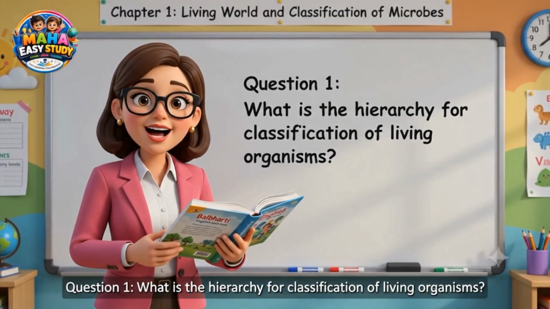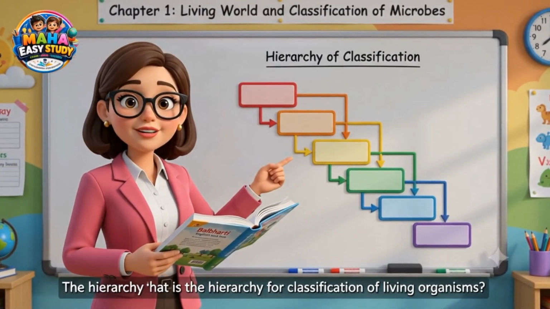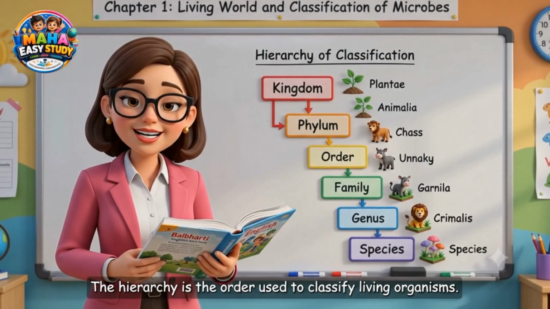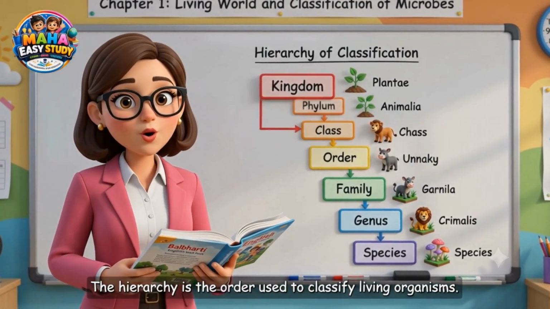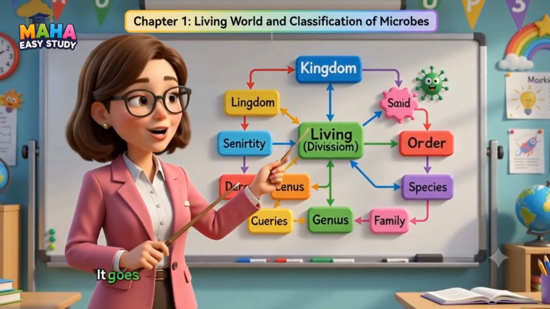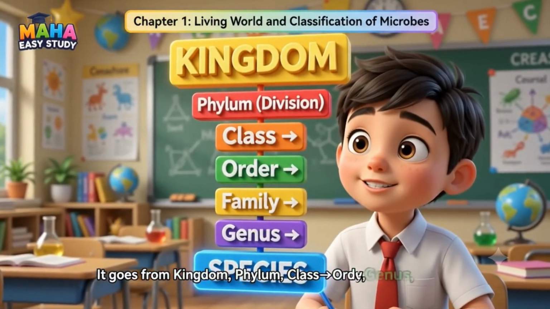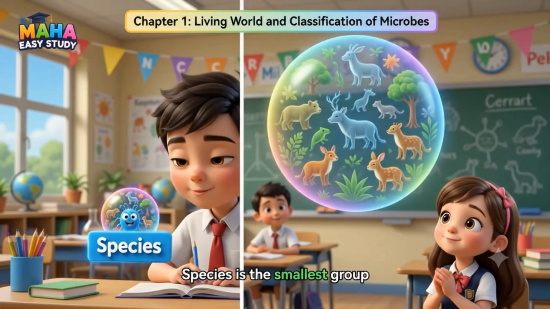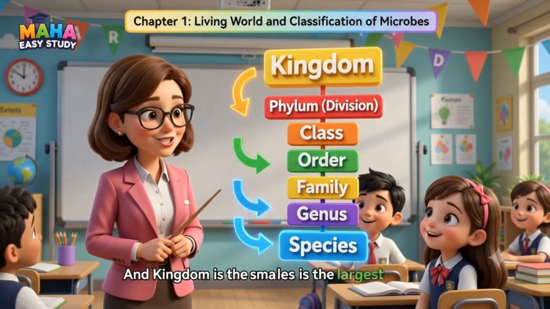Question 1. What is the hierarchy for classification of living organisms? The hierarchy is the order used to classify living organisms. Let's learn the classification hierarchy. It goes from kingdom, family, genus, to species. Species is the smallest group, and kingdom is the largest group.